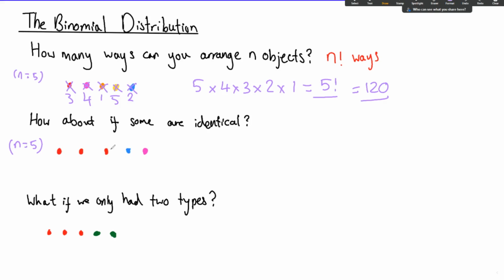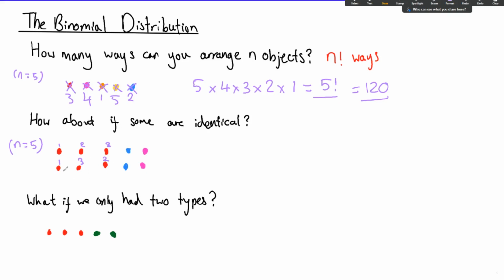Now, the thing is, let me number these. So if this is 1, 2, and 3, if I rewrote this out like so. So you can see that I've rearranged these beads, but we've actually got the same arrangement because all of the beads are identical. So what this means is that any arrangement of these 3 red beads, no matter what the arrangement of the 5 beads in total, in each instance, it doesn't matter what way the red beads are placed.